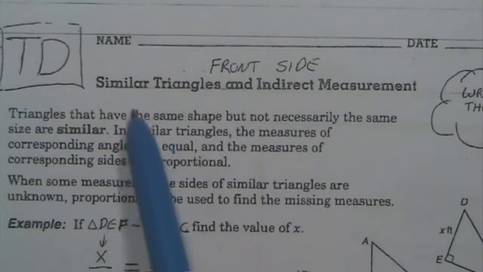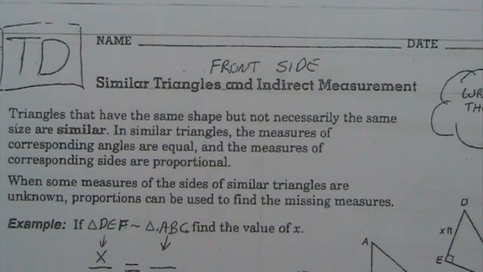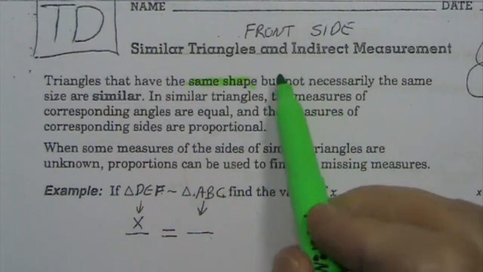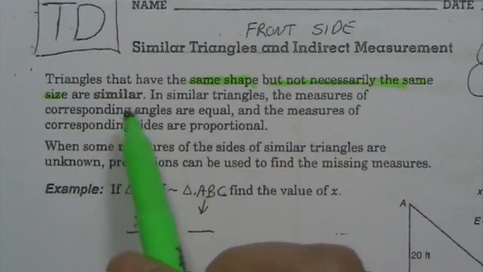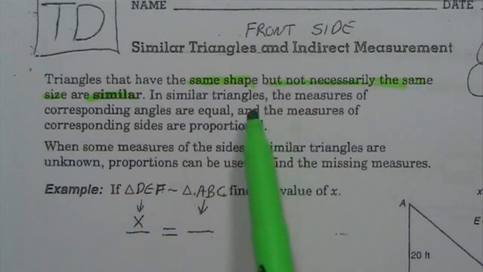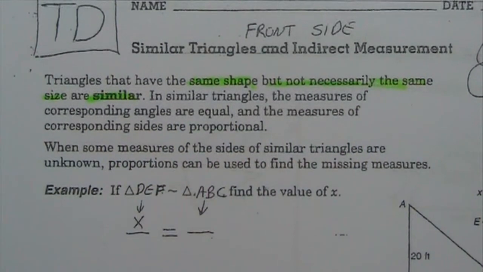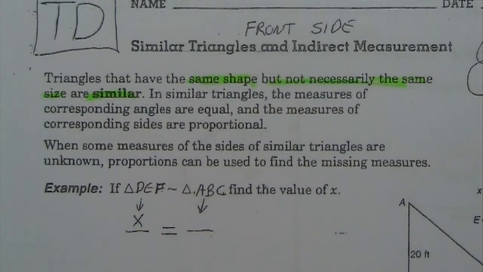Okay, so today we're looking at similar triangles and how we can measure them indirectly. Now, triangles that have the same shape, but not the same size, we call those similar. And in similar triangles, the measures of corresponding angles are equal. The angles are the same, but the sides are not the same. But they are proportional, and that can help us.